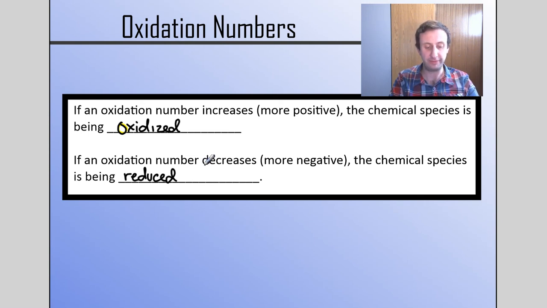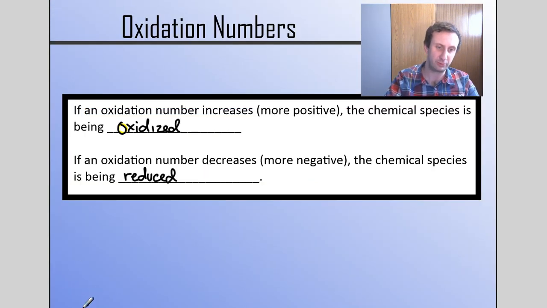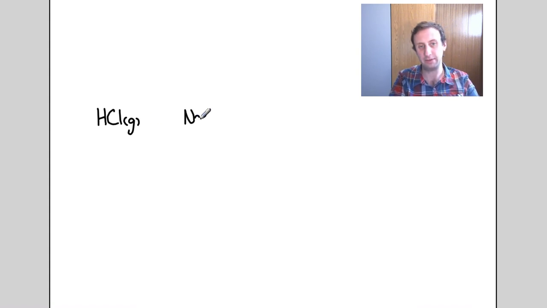So why don't we do this, because I think that you probably need a little bit of practice. I would like to create a new page here, and I'd like you to try out finding the oxidation numbers for chlorine in the following things. So let's start out with chlorine in HCl. Let's find out what chlorine would be in NaClO3. Let's find out what chlorine would be in Cl2 gas. And finally, let's figure out what chlorine would be in ClO2 minus aqueous.